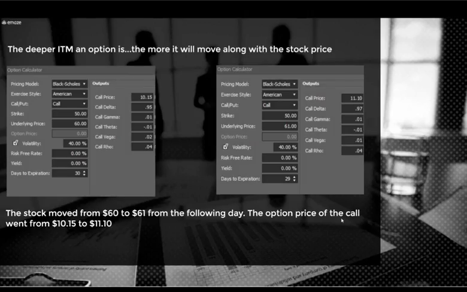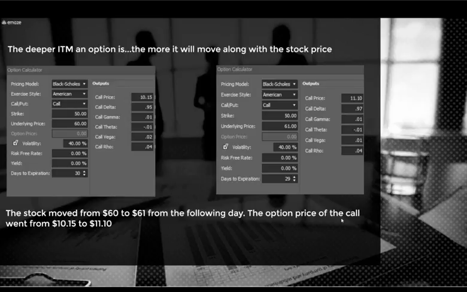The deeper in the money the option, the more it will move along with the stock price. The stock moved from 60 to 61 the following day, and the option price of the call went from 10.15 to 11.15. What I'm doing here is showing you the comparison. It's just a simple Black-Scholes model, and there are a couple of them out there, but for this exercise we're just going to look at both of them on the Black-Scholes.